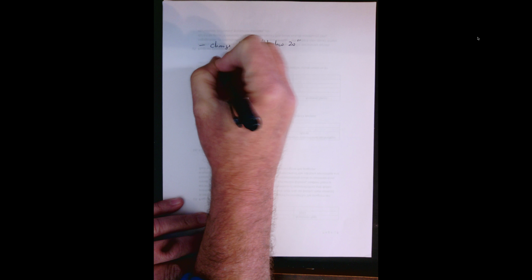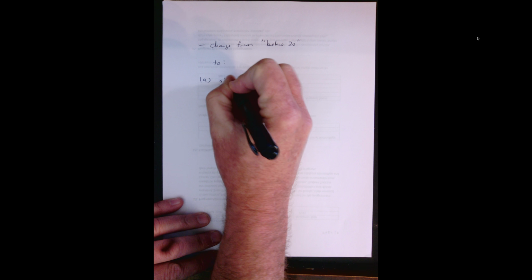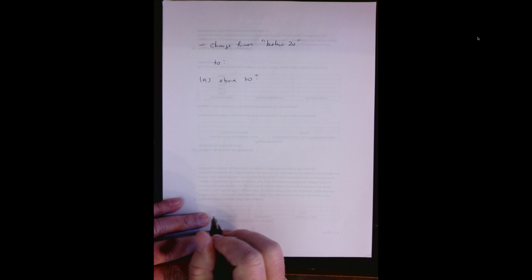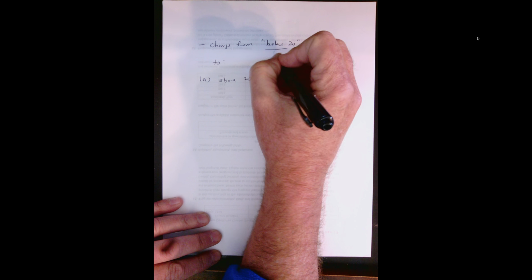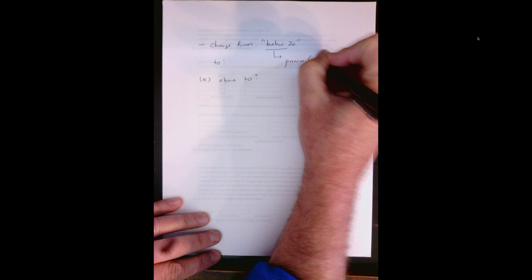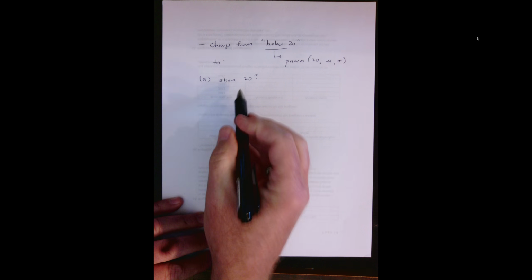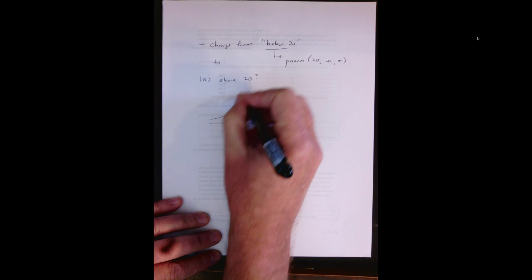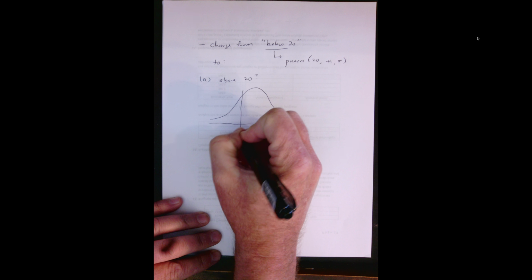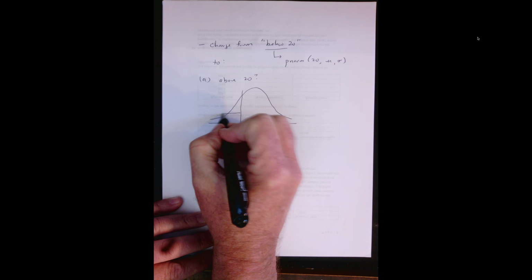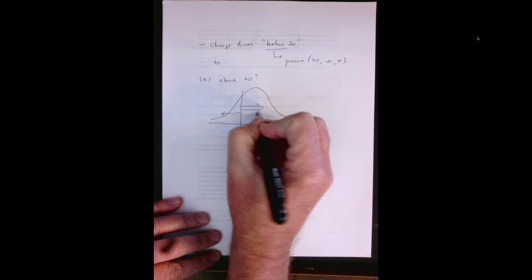Okay, so let's change from below 20 to above 20. Now again, below 20, what would we do? P-norm, 20, whatever the mean and the standard deviation are. Above 20 is doing what? Well, in this normal CDF, when we come in here at a value of 20, P-norm gives me the percent below, but I want the percent above.